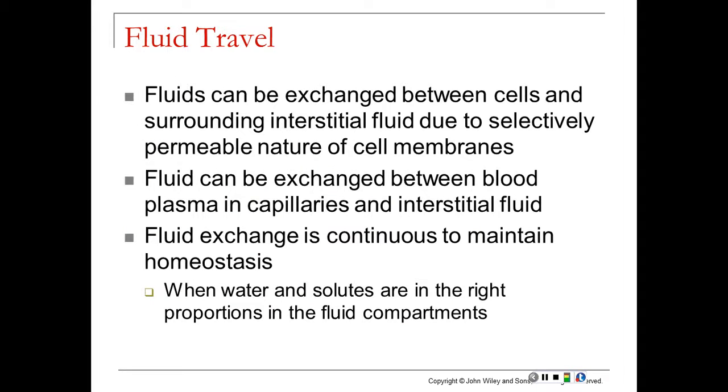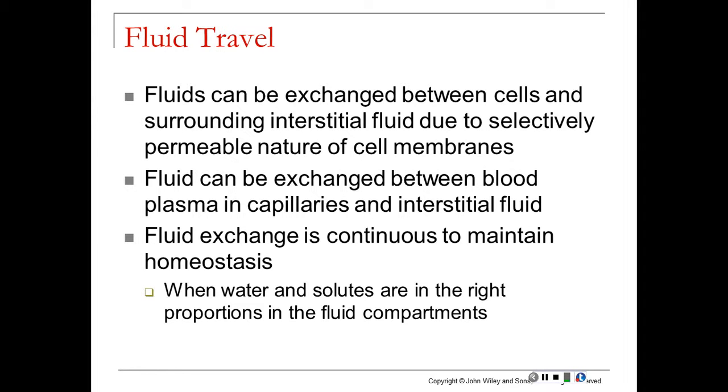So how does it travel? Fluids are exchanged in between cells and surrounding interstitial fluid, and this is all because those cells have selectively permeable membranes. We talked about this way back in chapter 3, I believe. The fluid can be exchanged between the blood plasma in the capillaries and the interstitial fluid, again, because the capillaries have that simple squamous lining that allows for diffusion very easily.